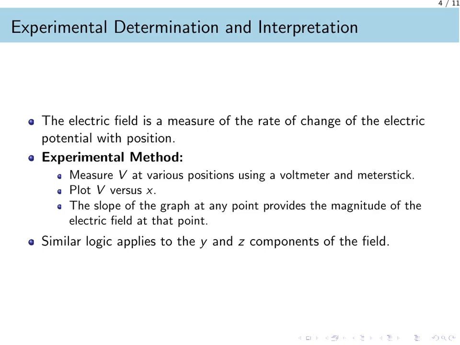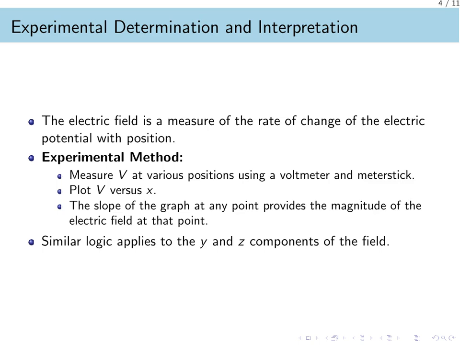This mathematical relationship has significant practical applications for experimental physics. Because we can easily measure electric potential using a voltmeter and track position with a meter stick, we can determine the electric field empirically by measuring the potential, V, at various positions along a line and plotting those values on a graph of V versus x. We can analyze the resulting curve.